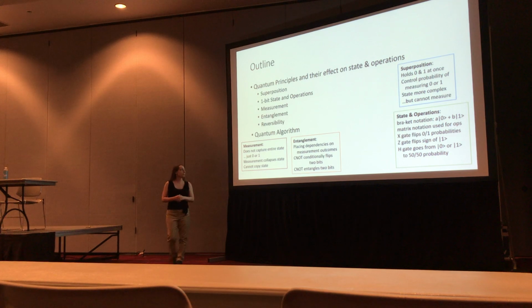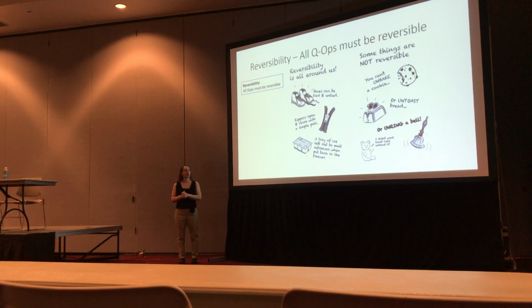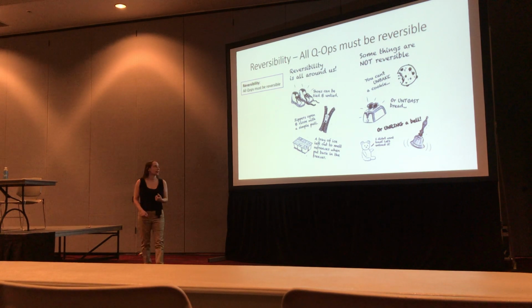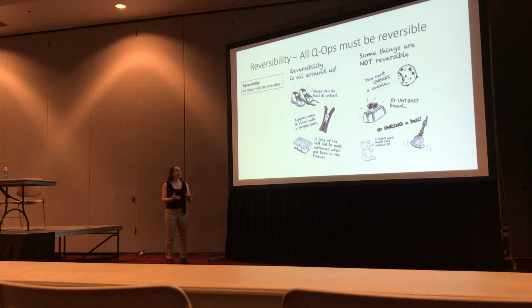Okay, so now we're going to do the last quantum principle, reversibility. All right, so reversibility, there are lots of things in daily life that are reversible. I can zip and then unzip my clothing. We can freeze ice and then melt it and then refreeze it. There are also lots of things that are not reversible, right? I can't untoast bread. I don't know if ringing a bell, letting the cat out of the bag, right? There are just things that you can't reverse.